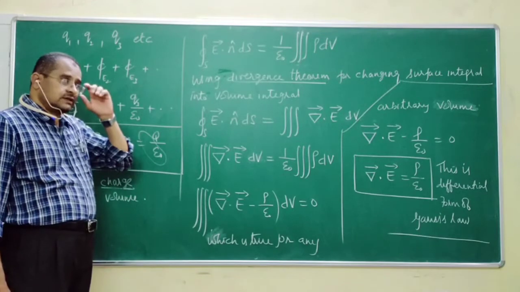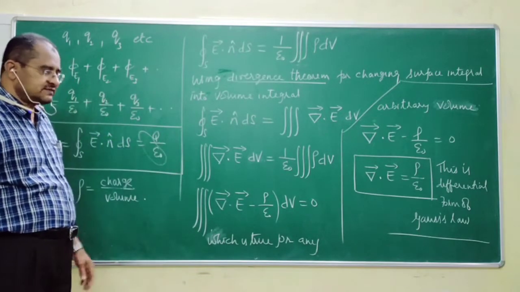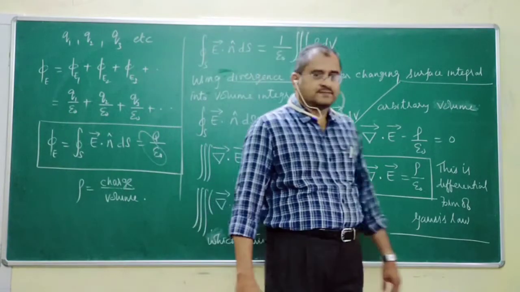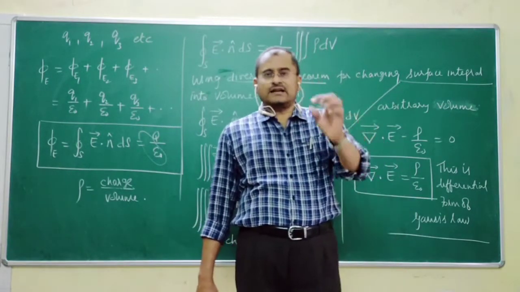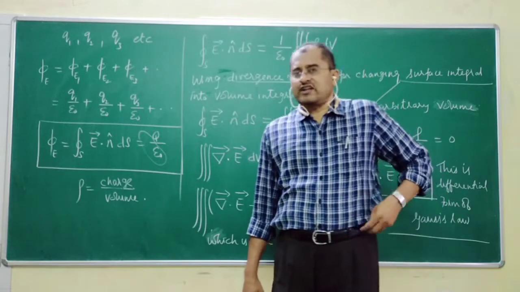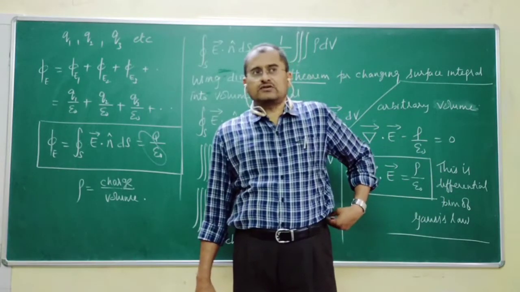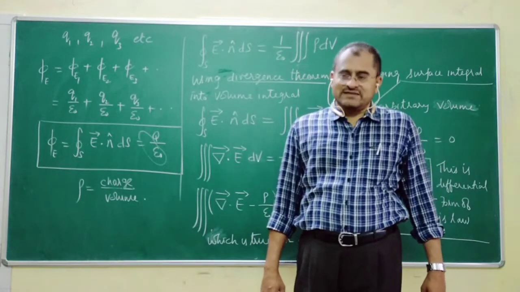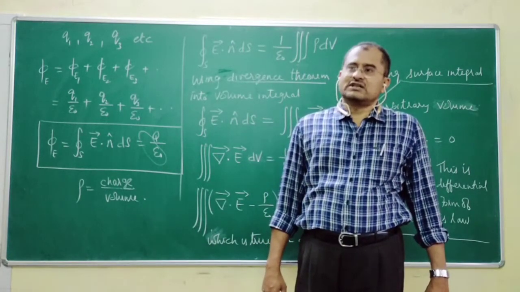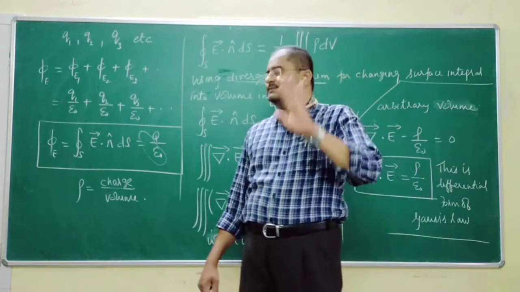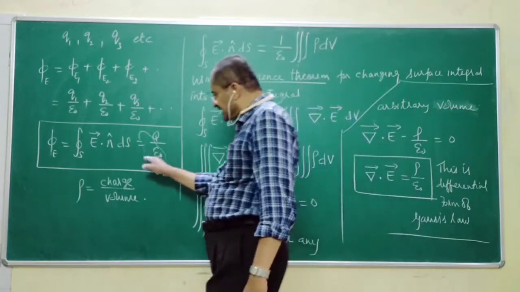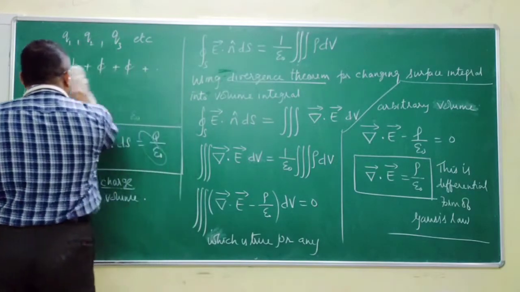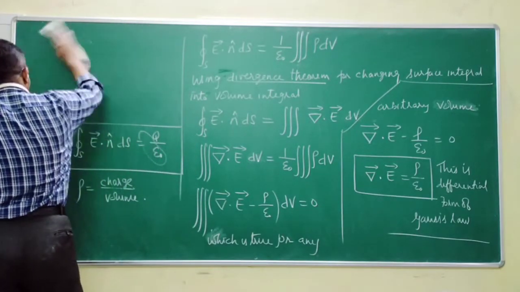Therefore, the question that will be asked here is: state and prove Gauss's law in electrostatics. So let me again repeat the Gauss's law. Total flux passing through any closed surface is equal to 1 by epsilon naught times the total charge enclosed within the closed surface.